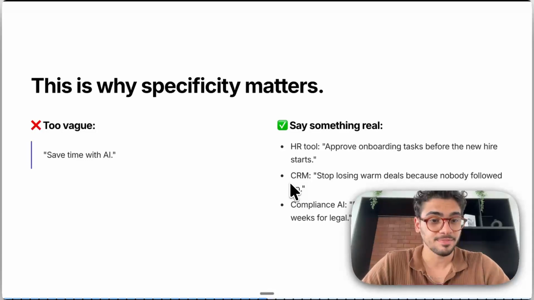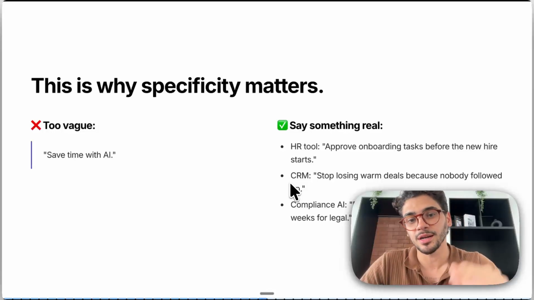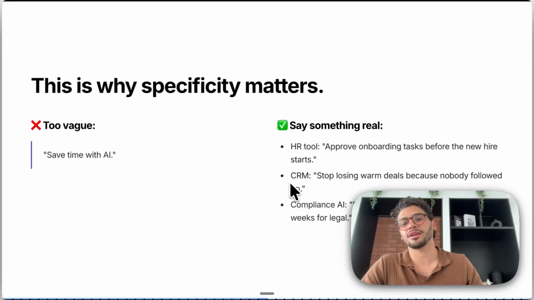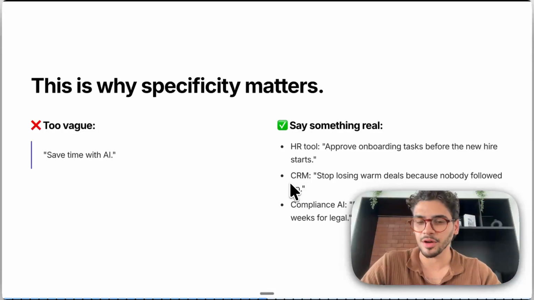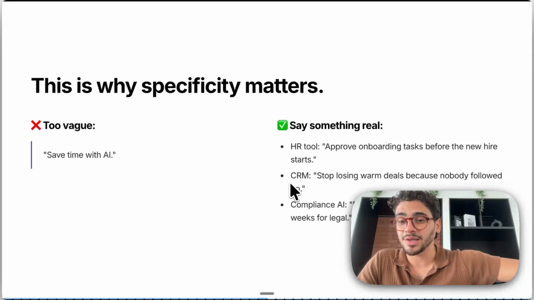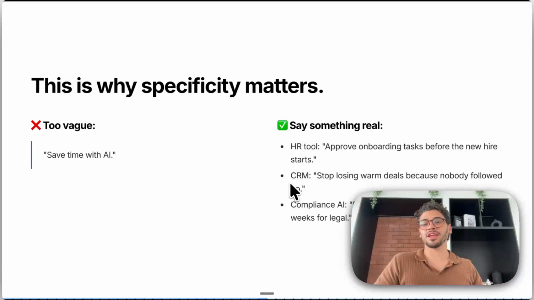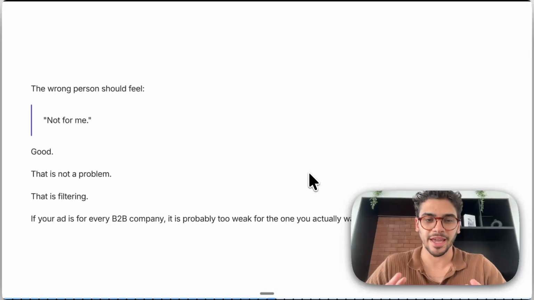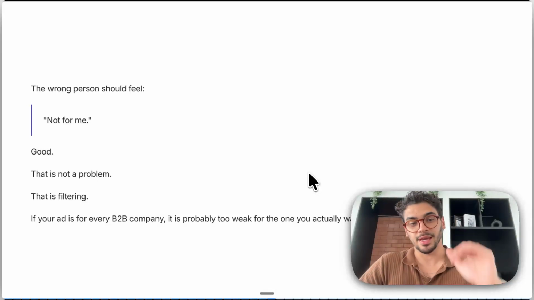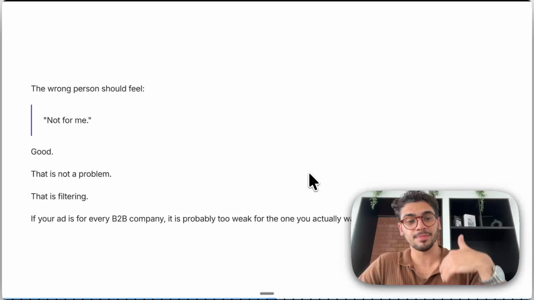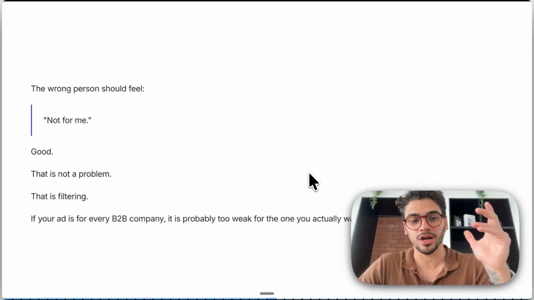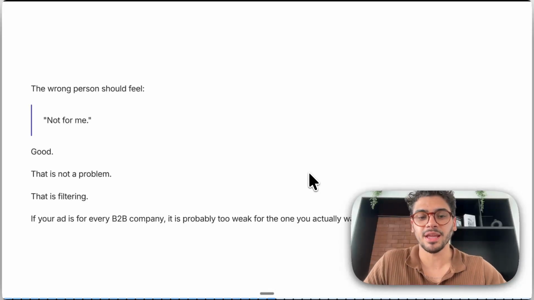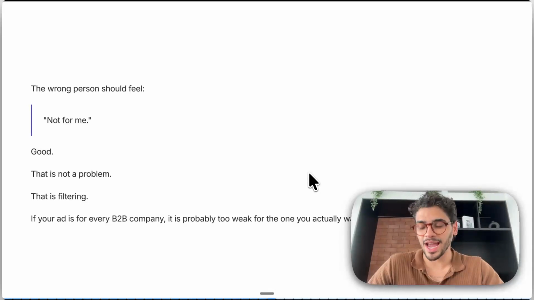If you're too vague, like "save time with AI," it won't work. If you say something real, like approve onboarding tasks before the new hire starts, stop losing warm deals because nobody follows up, or review AI risk without waiting 3 weeks for legal, that makes the difference, right? The wrong person should feel in the ads, "not for me." And that's good because that's actually not the problem. You're filtering your audience. And if your ad is for every B2B company, it's probably too weak for the one you actually want to acquire.